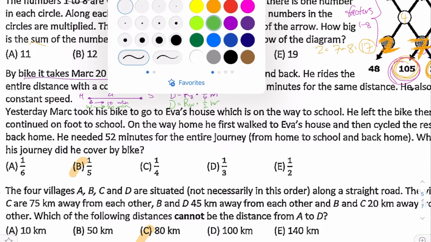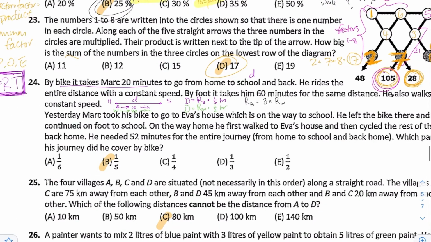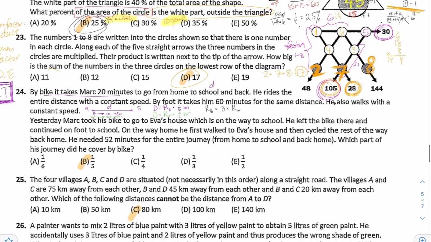So we can kind of see the relationship between the biking rate and the walking rate. Biking is going to be 3 times the walking rate, because it takes 3 times longer to walk there. So that means you're biking 3 times faster than you walk.